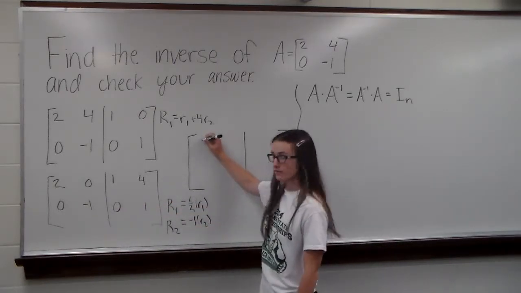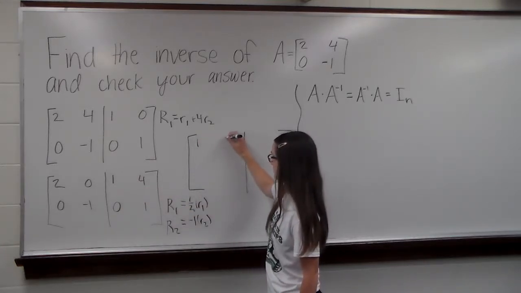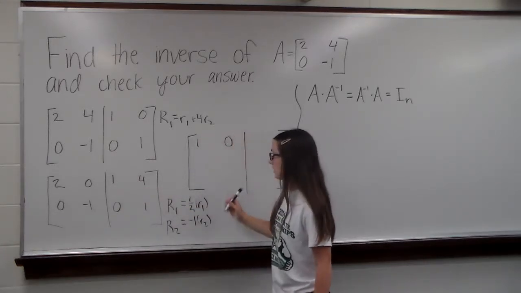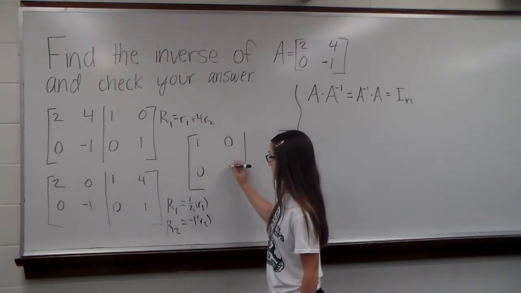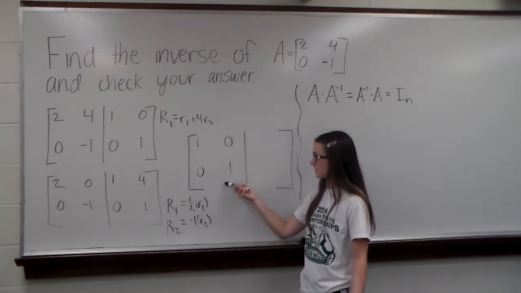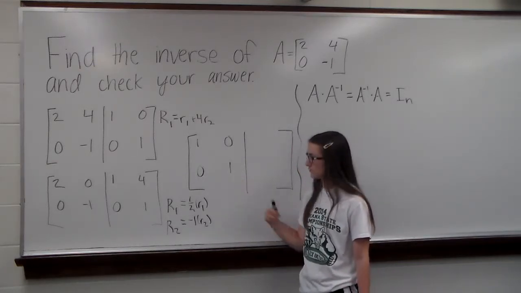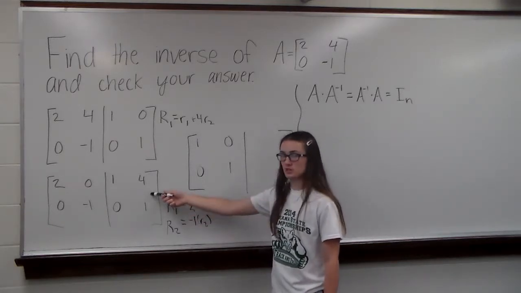So 1/2 times 2 is 1. 1/2 times 0 is 0. And then negative 1 times 0 is 0. And then negative 1 times negative 1 is 1. So we're looking pretty good here. Now we have our identity matrix on the left side. But we can't forget that we also need to apply these row operations to the matrix on this side.